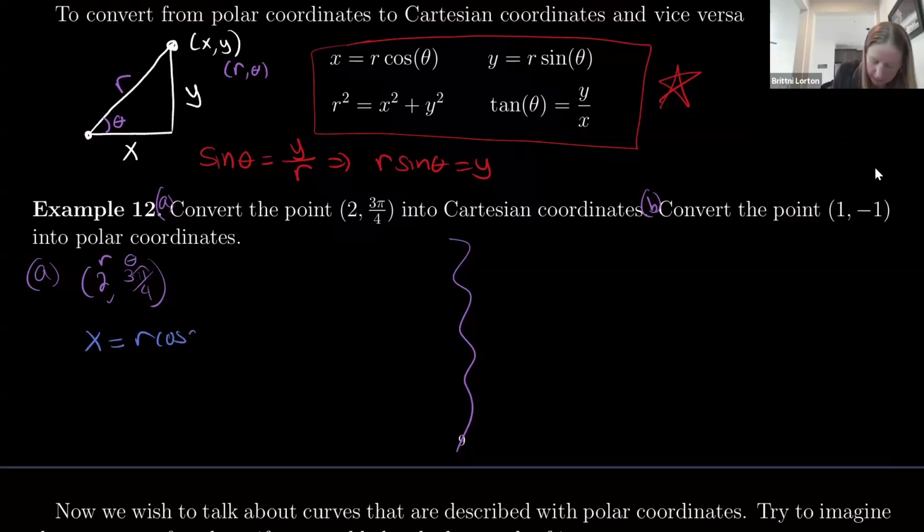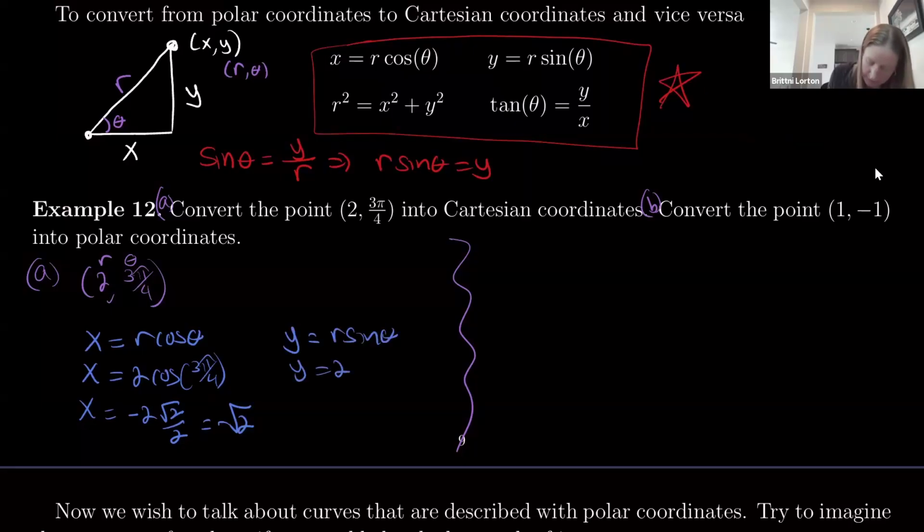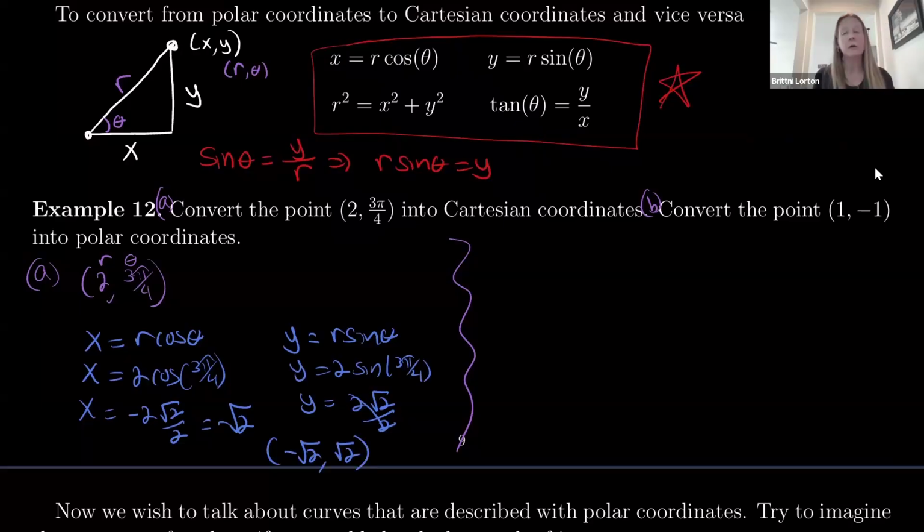X equals r cosine of theta, which means x equals 2 times cosine of 3 pi over 4. Cosine of 3 pi over 4 is negative root 2 over 2, so I got negative root 2. And then I do the same thing for the y. Y is r sine of theta, so y is 2 sine of 3 pi over 4, and sine of 3 pi over 4 is positive root 2 over 2. So my ordered pair x comma y was negative root 2 over 2 comma root 2 over 2. Ta-da.